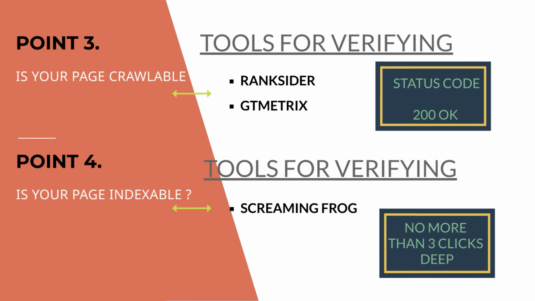Point number 4. Is your page indexable? Make sure your page is indexable as well. To check this, simply insert the URL in the Google search bar. If it shows up, then it's fine. But if it is not showing up, then you should take some initial steps. First step, check if the page is using the no index tag. You can rectify this by using the Screaming Frog tool. Second step, if your page is too deep that crawlers are not able to reach it, make sure that the page should be no more than 3 clicks deep.